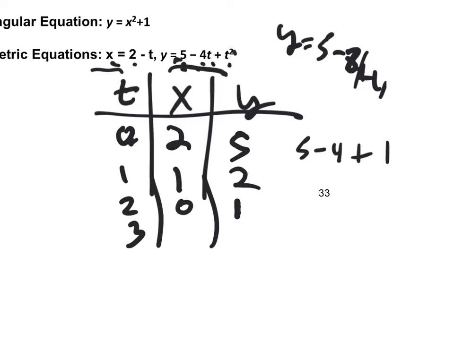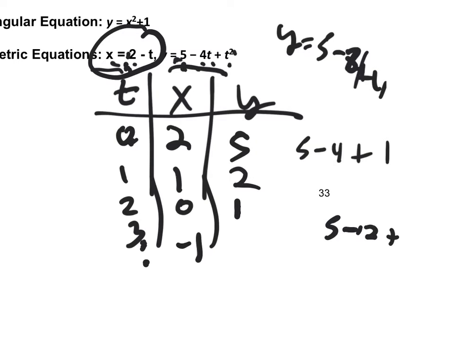Adam, tell me what the 3 is going to give me with the X. If T is equal to 3, we listed them all. 2 minus 3, negative 1. Okay. And Talia, give me the Y. You get the hard one. 5 minus 12 plus 9. Do the 12 and 9 first. Add those, so that's negative 3.